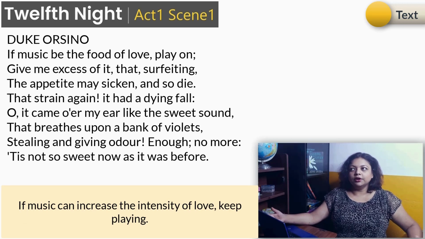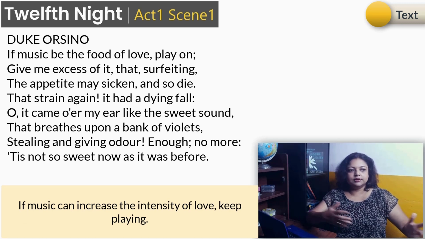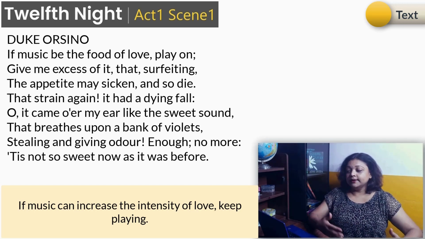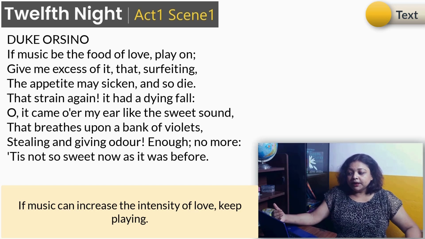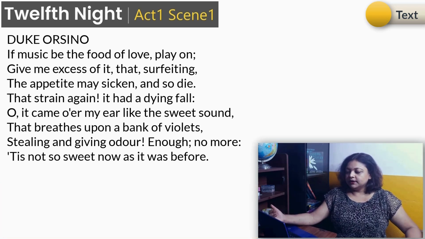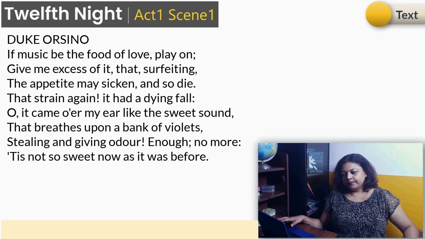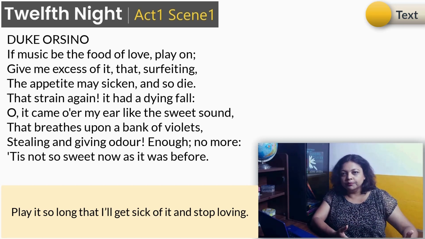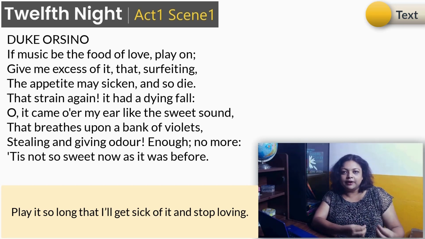Orsino is talking about the music which is being played in the background by musicians, and he wants them to play on. So he says, if music be the food of love, play on, give me excess of it, that surfeiting the appetite may sicken and so die. He thinks that music helps love to bloom. So it's like food of love.